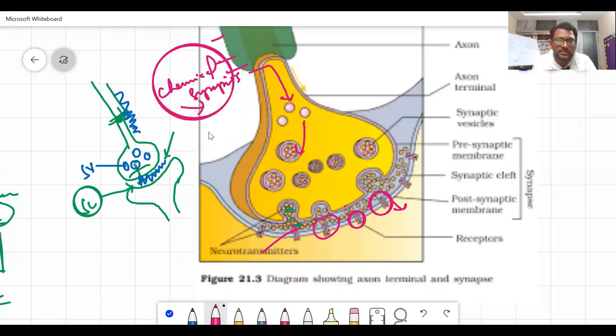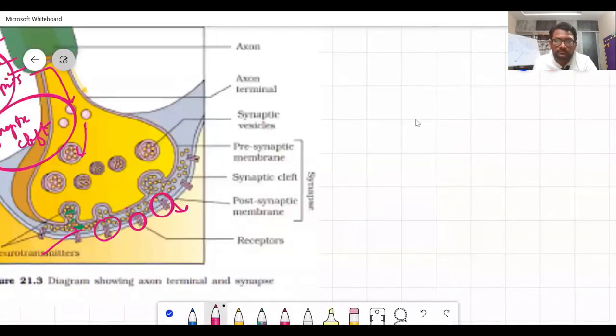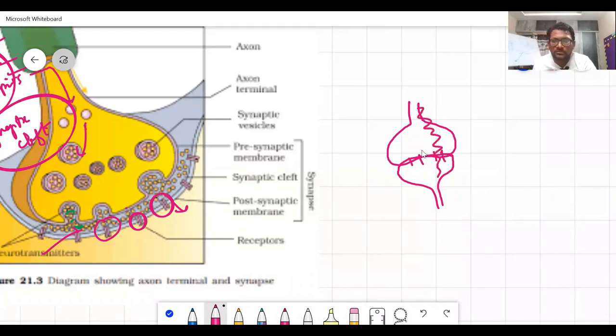which usually have a synaptic cleft. But electrical synapses are also there, where they look something like this. It doesn't have any synaptic cleft. So the impulse would travel down from neuron A to B pretty much faster. But these types of synapses are very much fewer in our systems. You will find them in the animal kingdom.